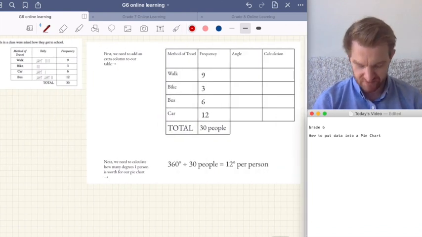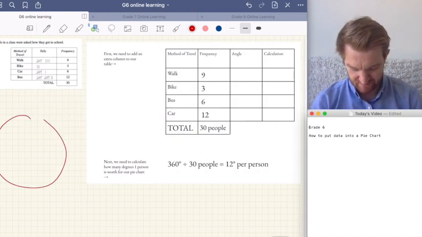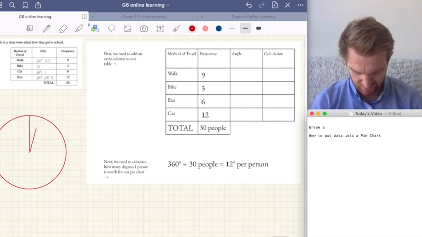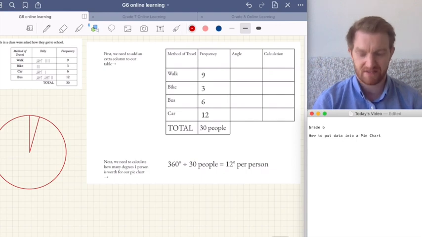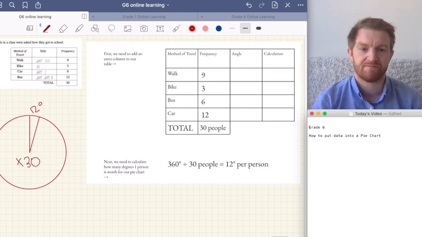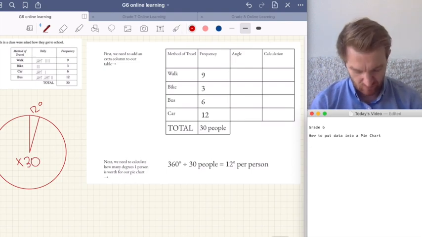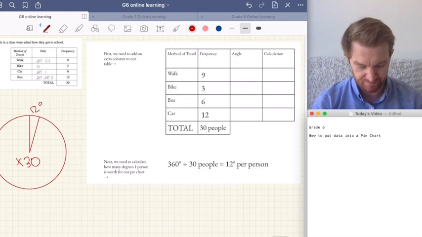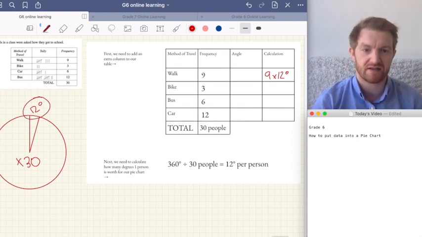But to do that, like I said, we need to split up our pie chart into 30 equal slices. If you think about it, 360 degrees, there's our pie chart. Okay, we split that into 30 slices. Each slice is going to be 12 degrees, and we'd have 30 of those slices. So now we know that walking, 9 people get a slice. 9 people, 12 degrees for every person. So we can say we've got 9 people, and each person gets one 12-degree slice.